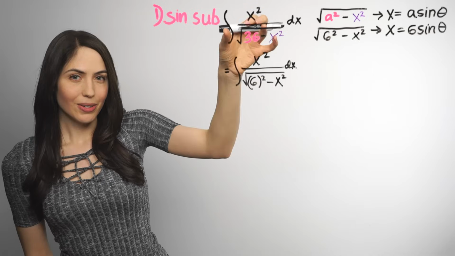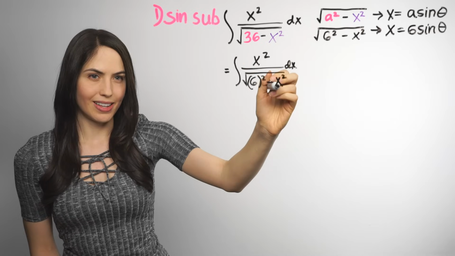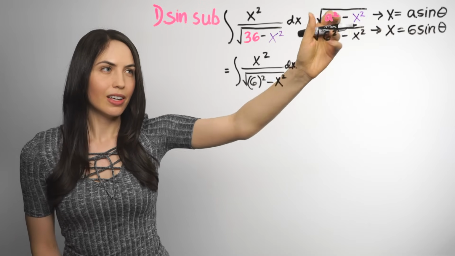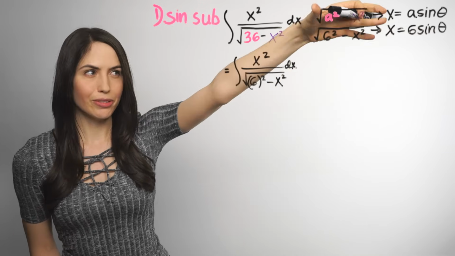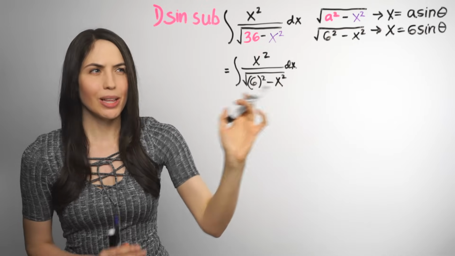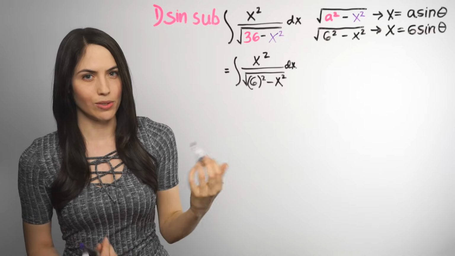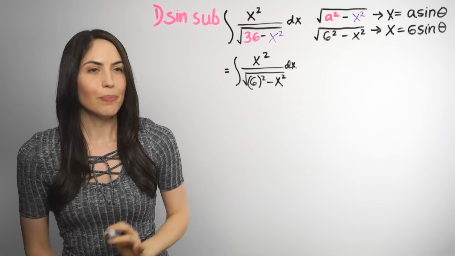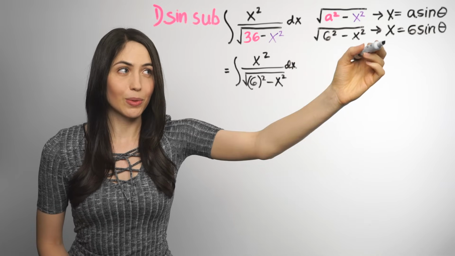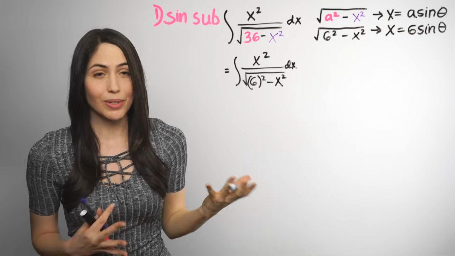So if you take what's under the radical and rewrite it as a number squared minus x squared, or here, a number squared minus x squared under the roots, and compare it to the formula for sine substitutions, you'll see that a is 6 for us. And by the way, if you ever saw like a 1 here, like 1 minus x squared, 1 is 1 squared, so a would be 1 in that case. But our a is 6, so our substitution is going to be x equals 6 sine theta.